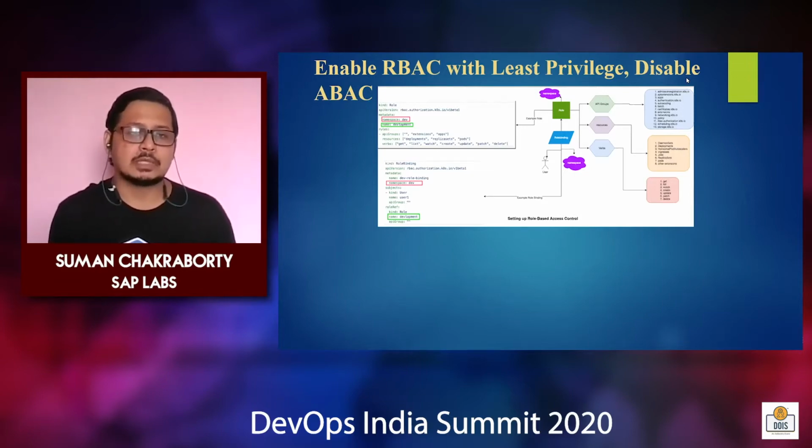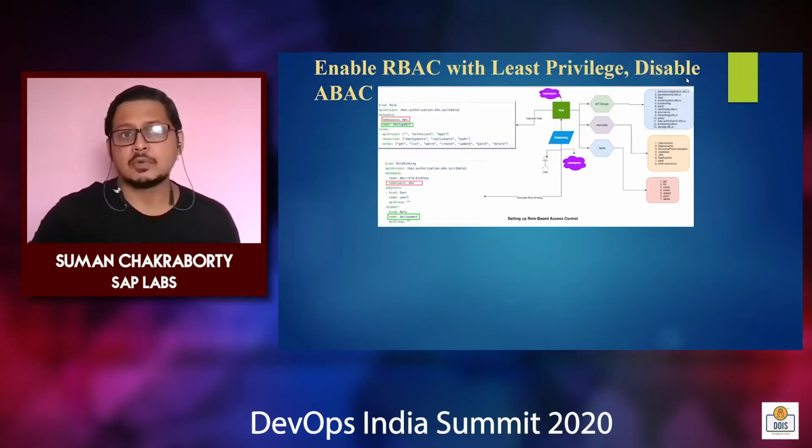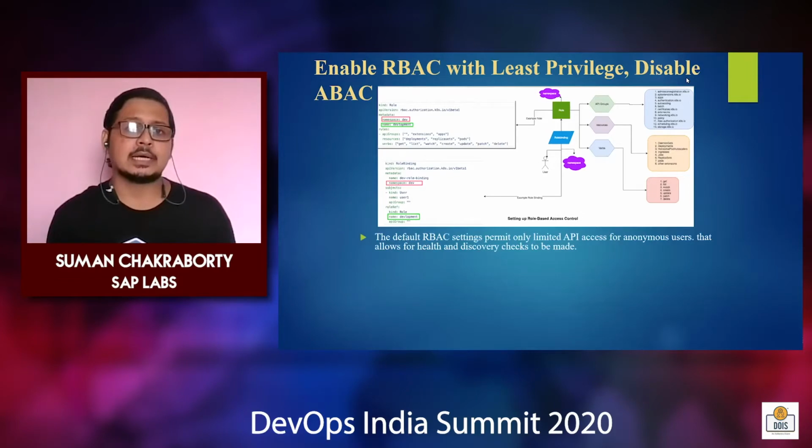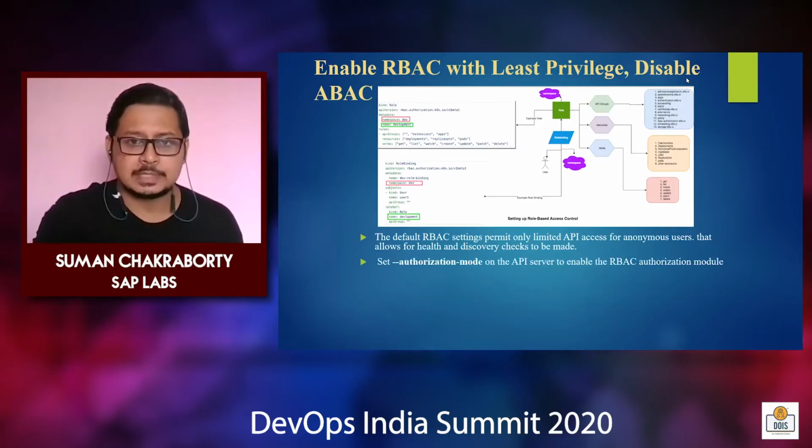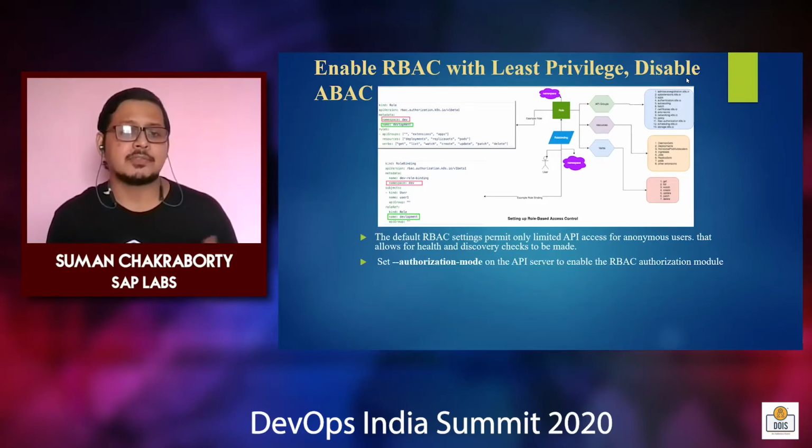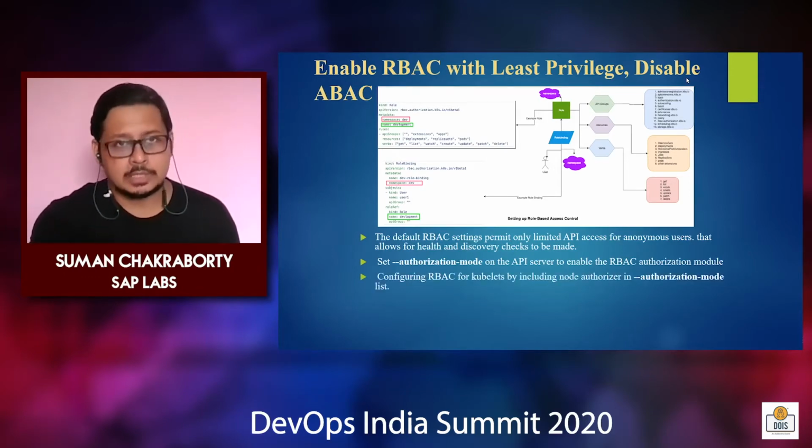ABAC is something which was called attribute-based access control. It didn't provide fine-grained control policy, and so it was replaced in version 1.1.11 with RBAC, which is more of a role-based access control implemented specific to a user for an application which is deployed onto a particular namespace. You define a certain set of actions in terms of verbs, like what that particular user wants to do. And so the default RBAC settings only allow limited API access for the anonymous user. You can set the authorization mode on the API server to enable the RBAC authorization model, which is set by default for the current Kubernetes releases.